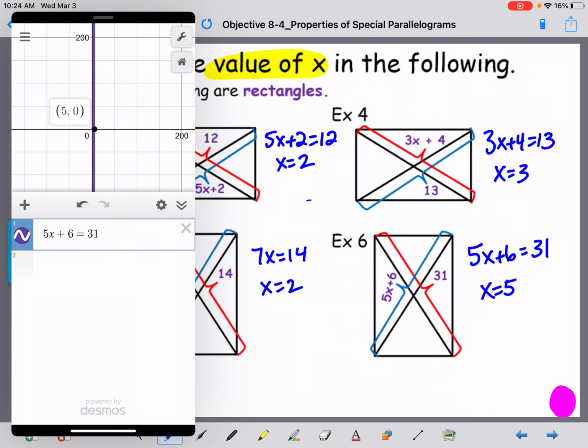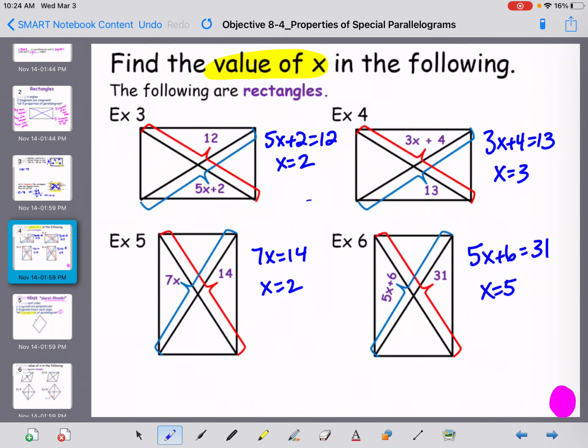Now, you'll have some problems today where you're going to have to know how to use these properties.